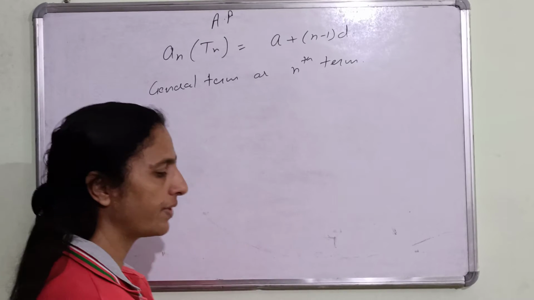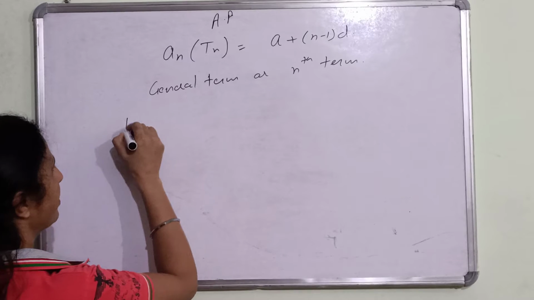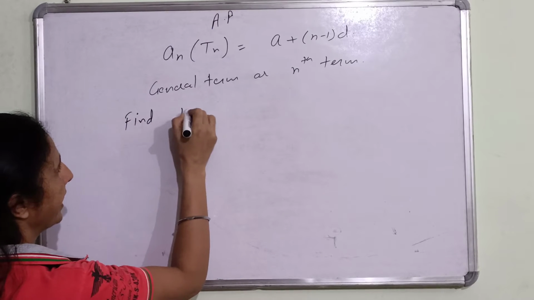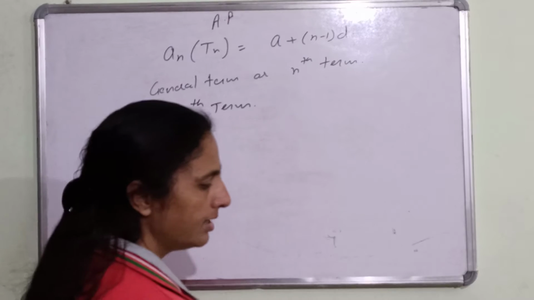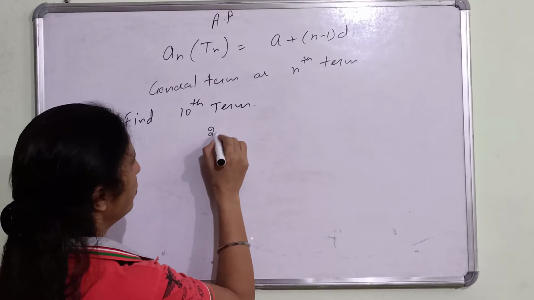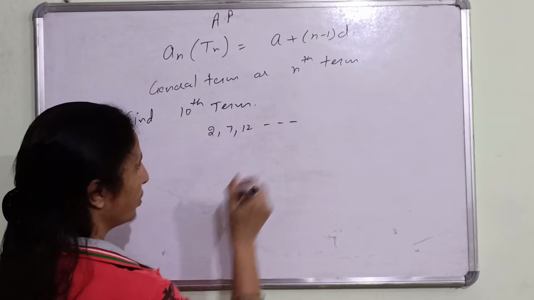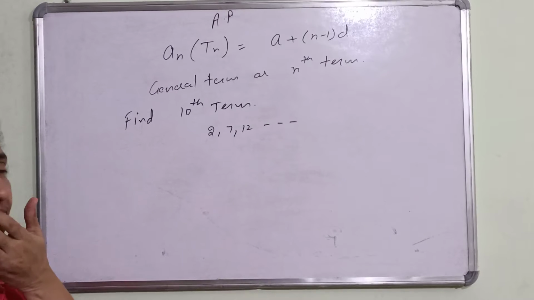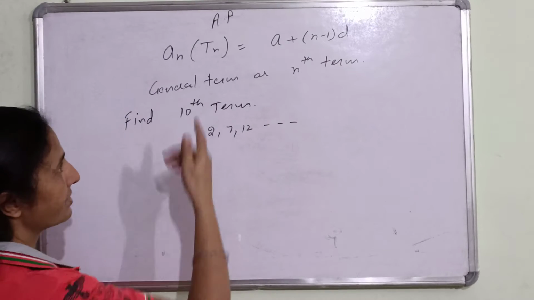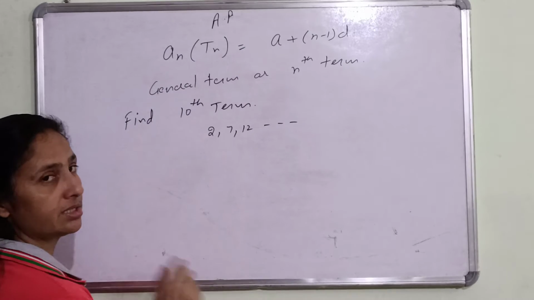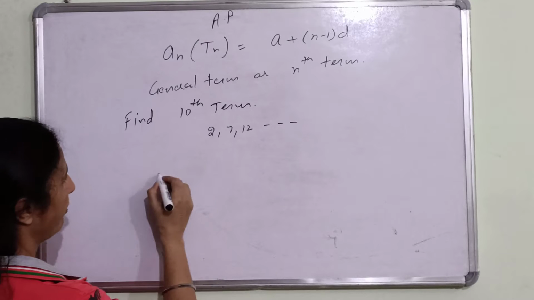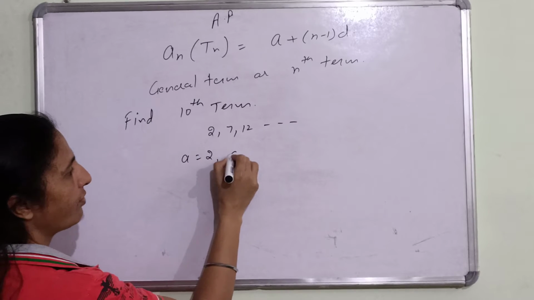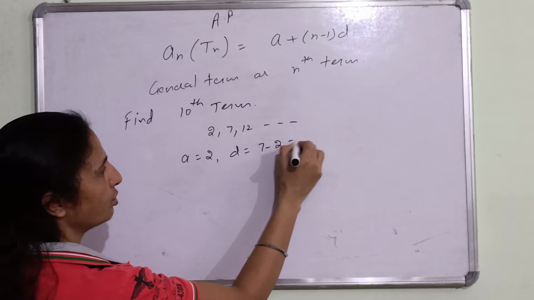Now the question is: find the 10th term of an AP. The AP is 2, 7, 12, and so on, and we have to find the 10th term. As you know the nth term formula, here n is 10, a is 2, and what is d? d means 7 minus 2, that is 5.